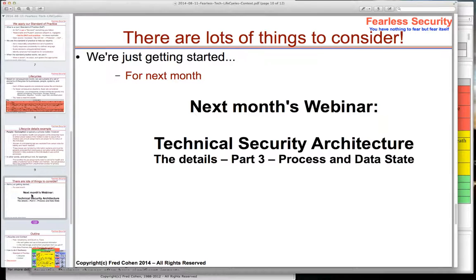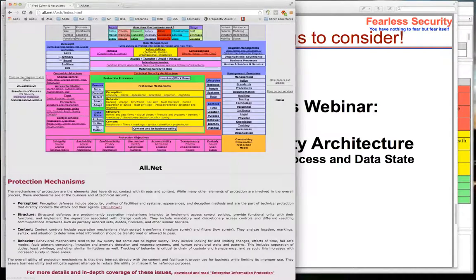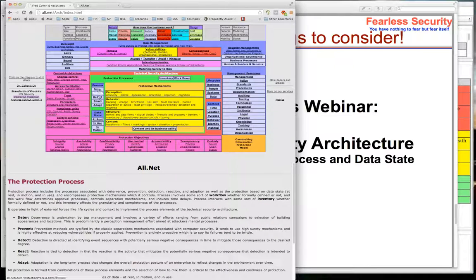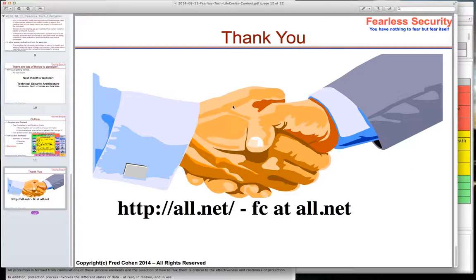We're going to take questions in a second, but there certainly are a lot of things to consider once you start to look at this across the entire enterprise. And we're, of course, just getting started. So next month, we're going to be talking about process and data state. And I'm just going to use the system here to give you the preview of it. Process and data state, that's over here. Here's process. It's about deterrence, prevention, detection, reaction, and adaptation. And the data state is about data at rest, in use, and in motion. And I'm going to turn off the recording and thank you for attending and take your questions.